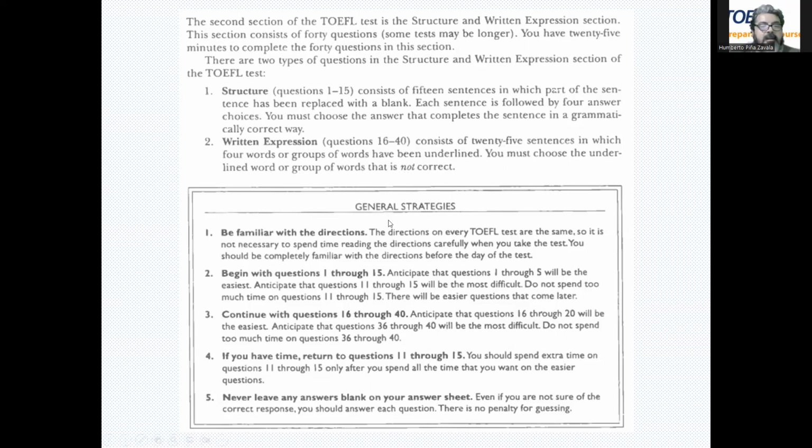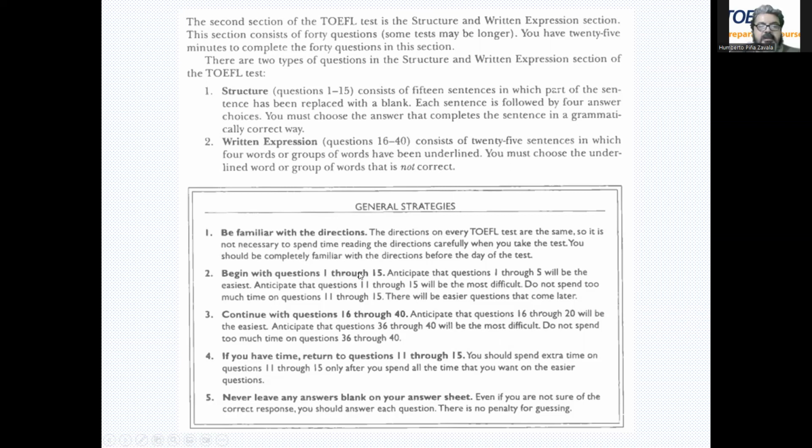All right. Now, the general strategies that they suggest are, one, become familiar with the directions, because every time you take the test, the directions are the same. Once you become familiar with them, you don't have to spend time reading them again, because you know what is expected in the section.